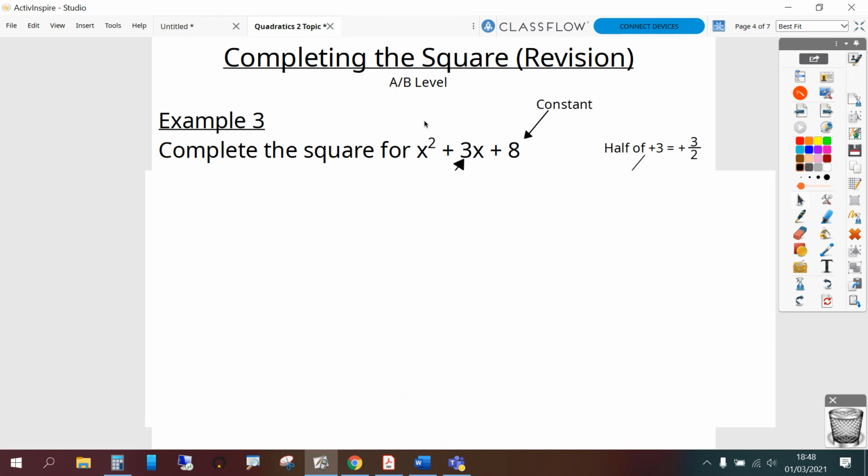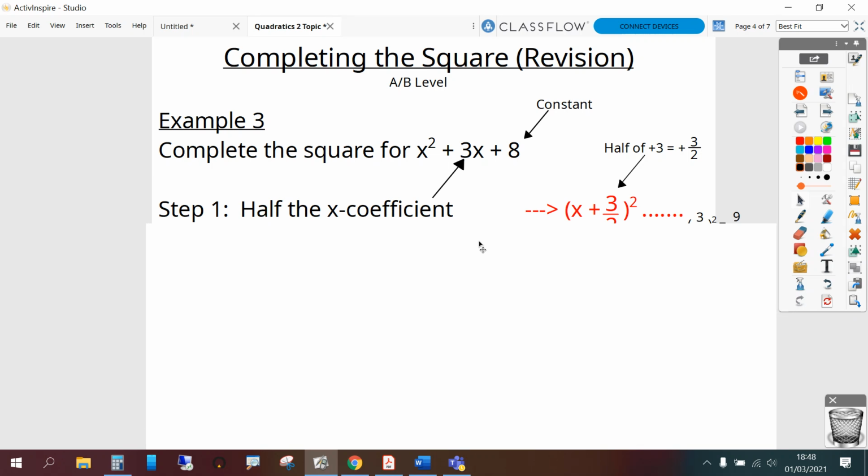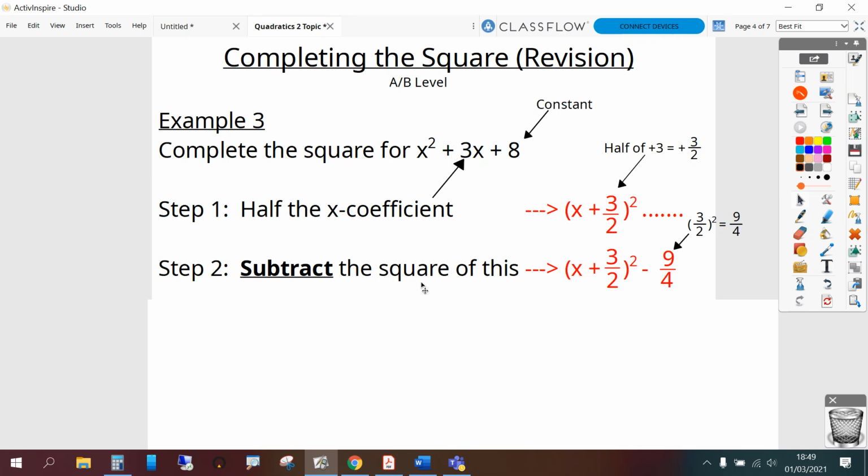An AB level question will involve a number for the x coefficient which is odd, therefore halving it gives you a fraction. So half of 3 is 3 over 2. Step 2, subtract the square of this. So 3 over 2 squared is 3 3's 9 and 2 2's 4. So we have to subtract 9 over 4.